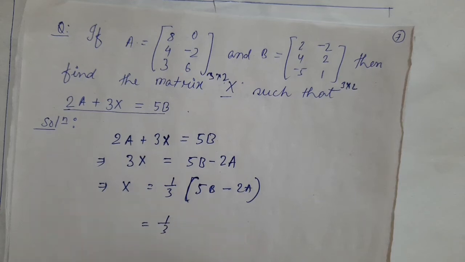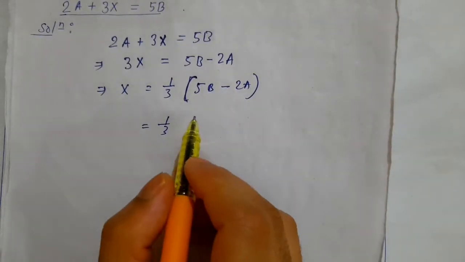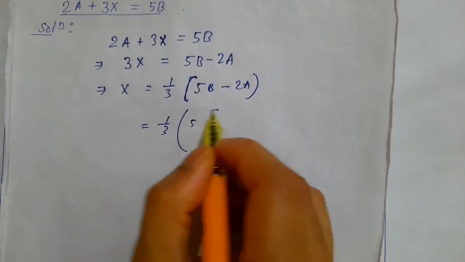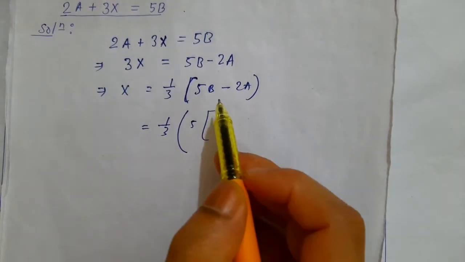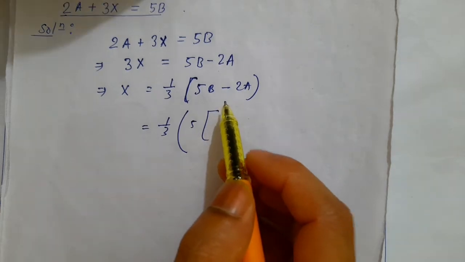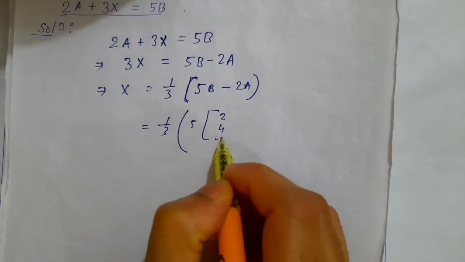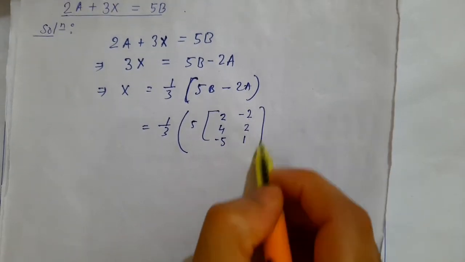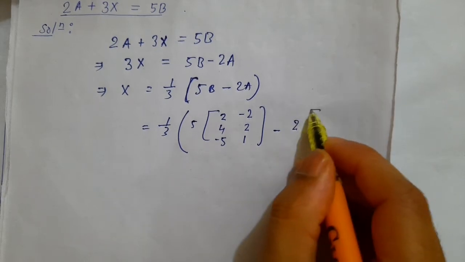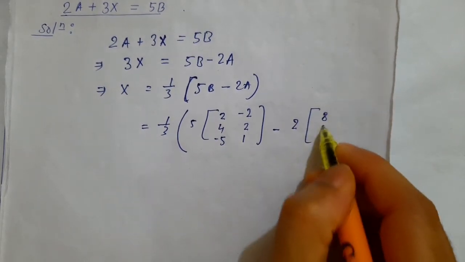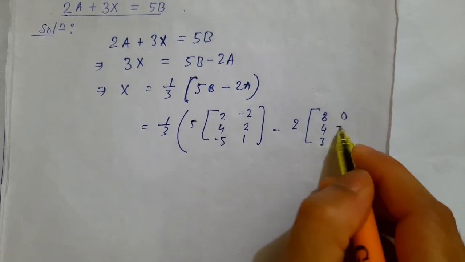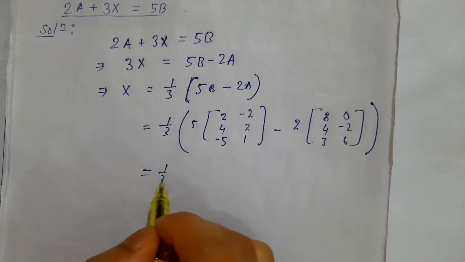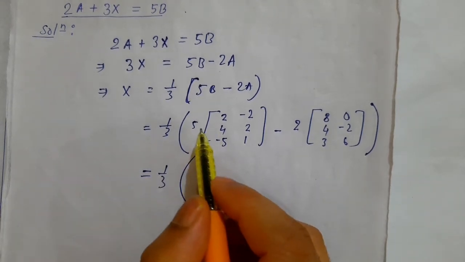So now put the value of A and B. 5 of B. What is the value of B? 2, 4 minus 5 minus 2, 2, 1 minus 2 of A. 8, 4, 3, 0 minus 2, 6. 1 by 3.